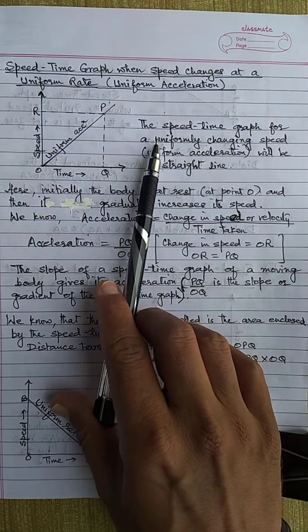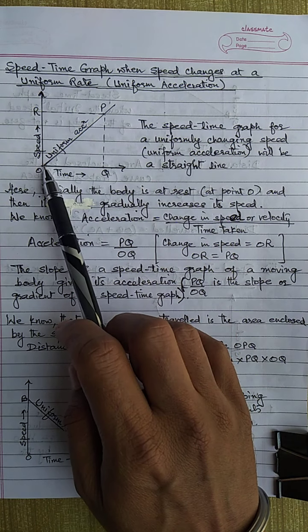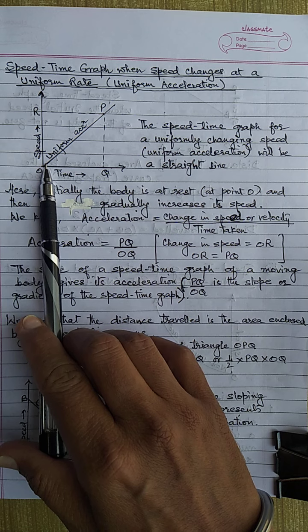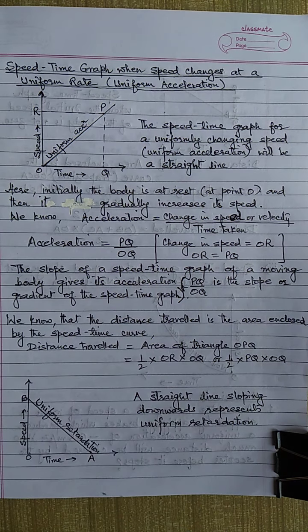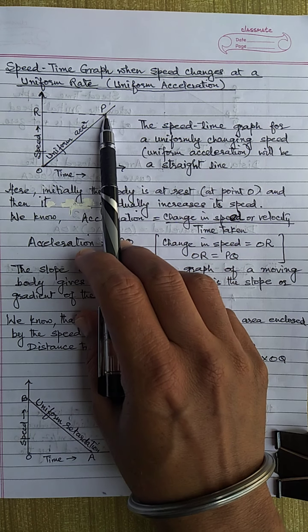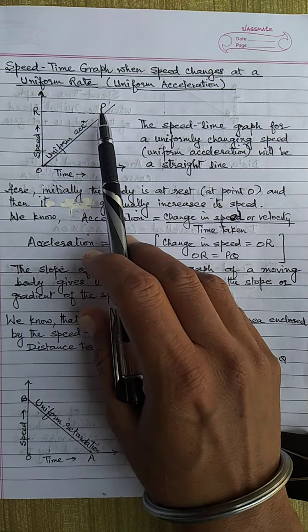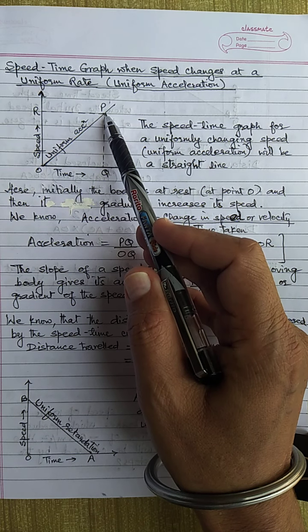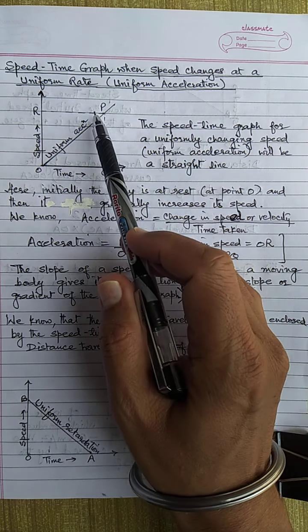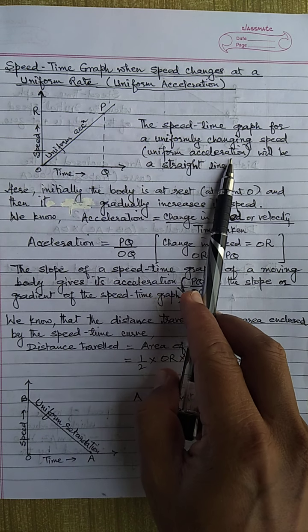So this is the speed time graph for a uniformly changing speed. That means speed is changing. Initially the body was at rest. Now it has started accelerating from 0 to whatever speed, and let us suppose that it reached point P. Now this is the graph. We will draw two perpendiculars, PQ and PR. Now we'll see, this is uniform acceleration.